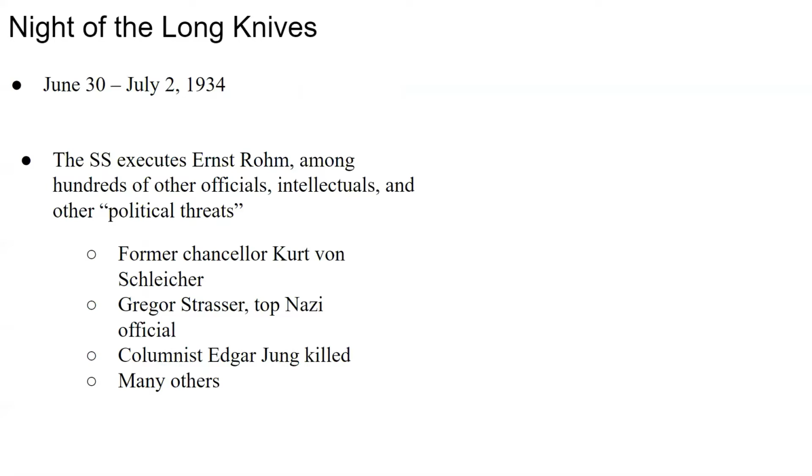So Ernst Röhm gets executed by the SS, and a lot of other people get executed, notably former Chancellor Kurt von Schleicher. Fortunately, Heinrich von Brüning was able to escape to America just in time.